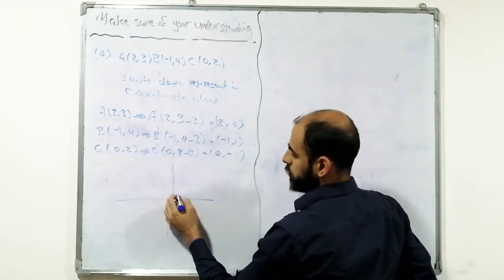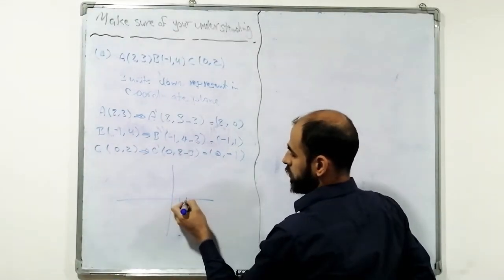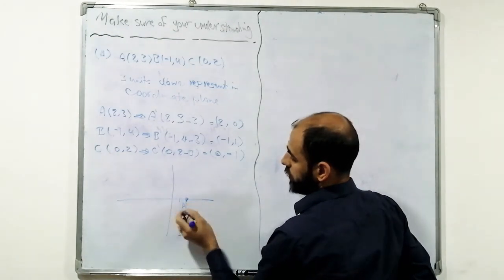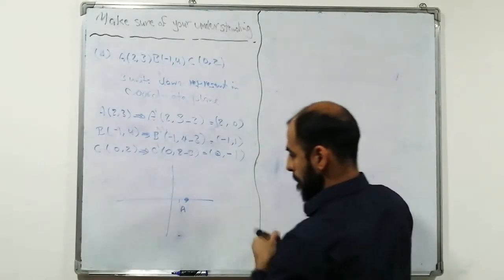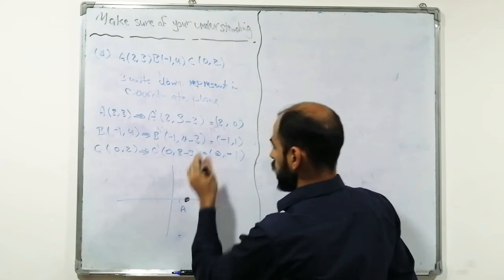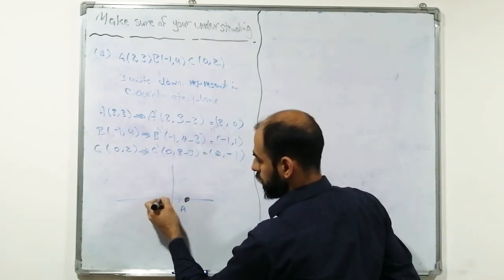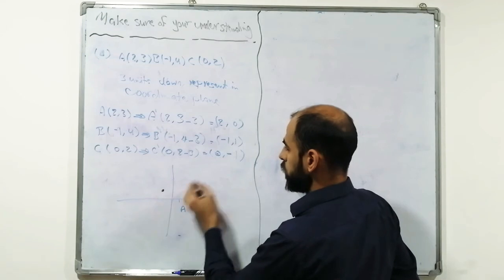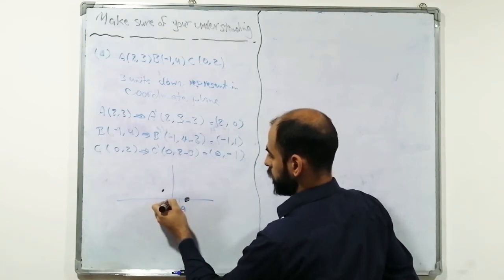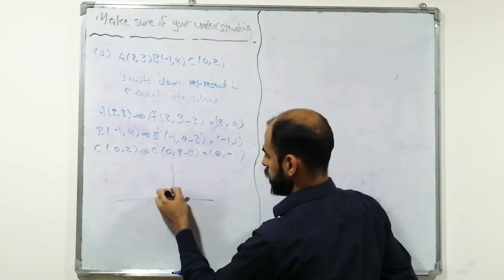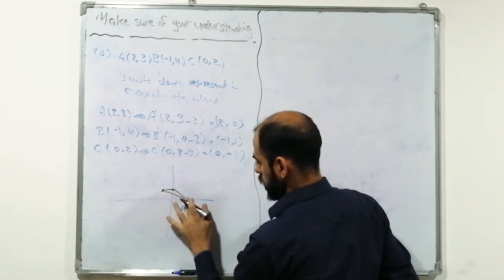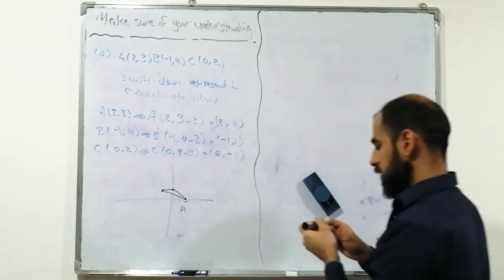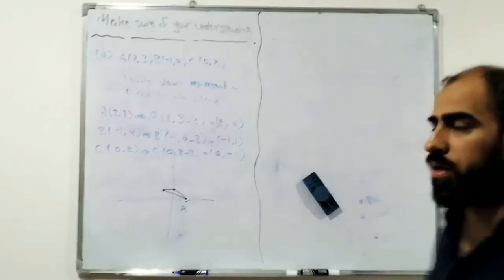2 with 0. Here we have 2 and 0. This is the point A dash. The point minus 1, 1. This is minus 1 and 1. Then 0 and minus 1. This is the figure, or the image figure, of the triangle after the translation.